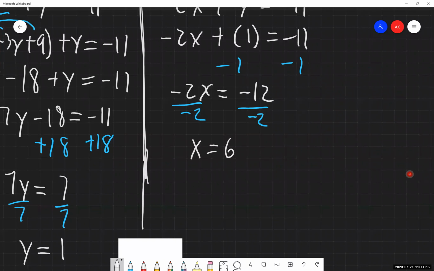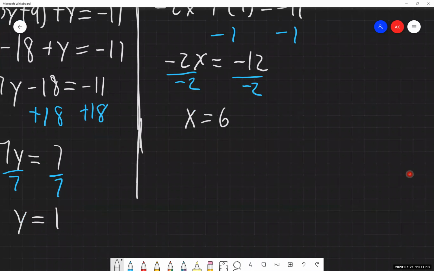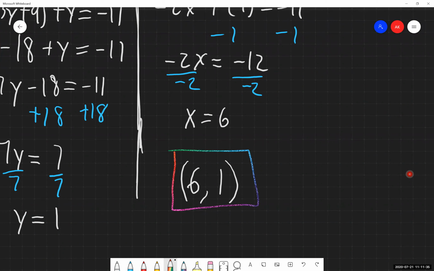So again, we are being asked to find the solution to this system of equations, which means we need everything brought together as an ordered pair final answer. If you do not do that, you will be losing points. So our final answer is (6, 1).